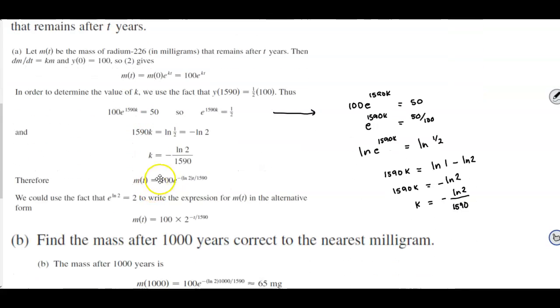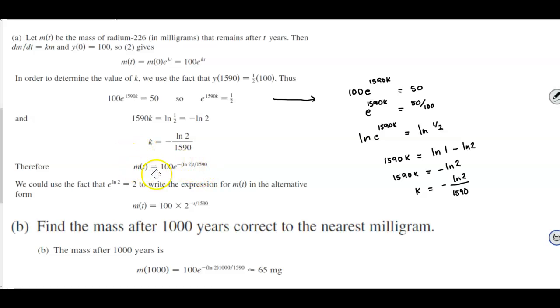And so in order to solve for the value of k, I know they solved that over here, but I'm going to show you what happens algebraically to the right. So we have our equation 100 e to the 1590k, which is equal to 50. We're going to divide both sides by 100, and then we get 1/2. And then taking the natural log of both sides, we get 1590k. Now over here, what they do is they separate the natural log of 1/2 using the subtraction property. So you're going to get the natural log of 1 minus the natural log of 2. The natural log of 1 becomes 0, which is the reason why they get the negative natural log of 2. Then dividing both sides by 1590, we get our constant k to be negative natural log of 2 divided by 1590.